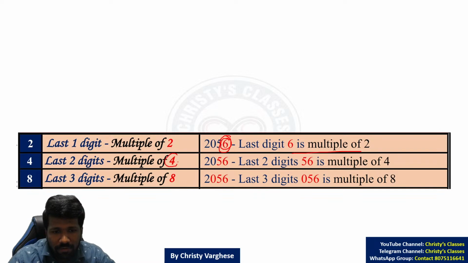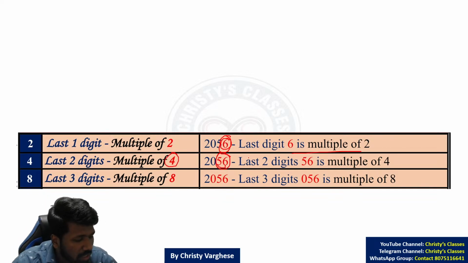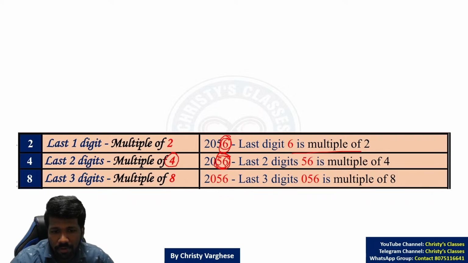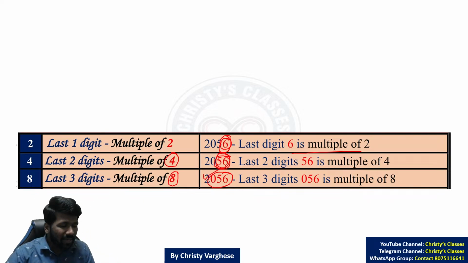But for divisibility by 4, you have to check the last 2 digits, that digit group should be divisible by 4. 56 is divisible by 4. So 2056 also is divisible by 4. For 8, the last 3 digits 056 should be divisible by 8. 056 is divisible by 8, so 2056 is also divisible by 8.